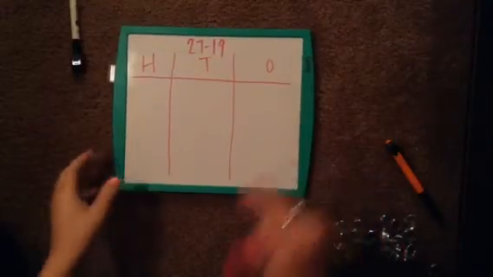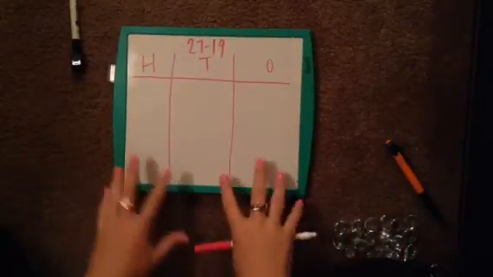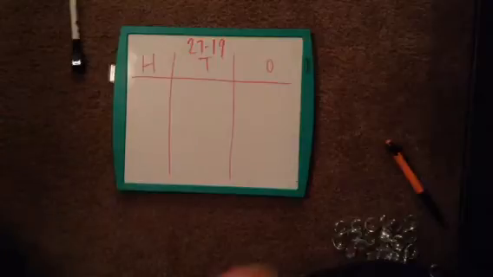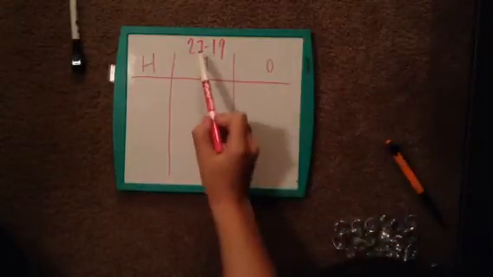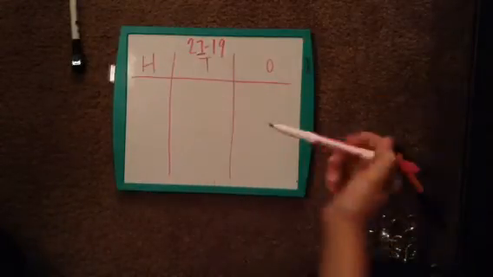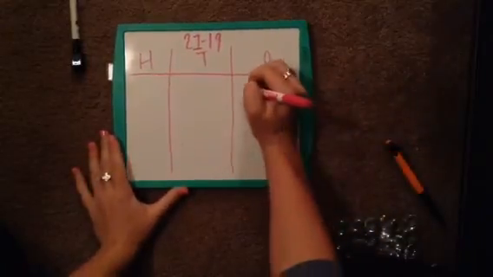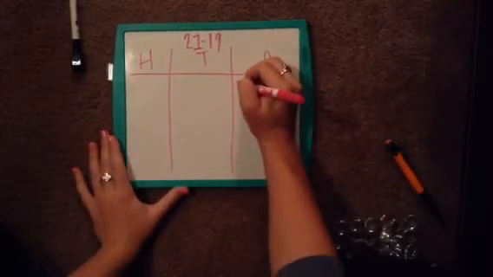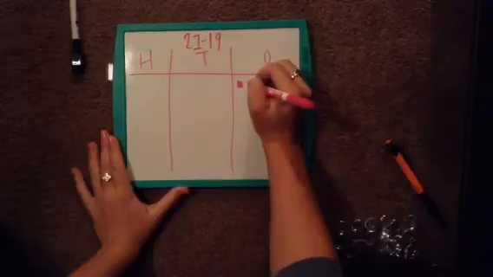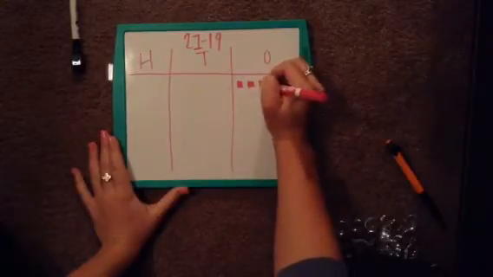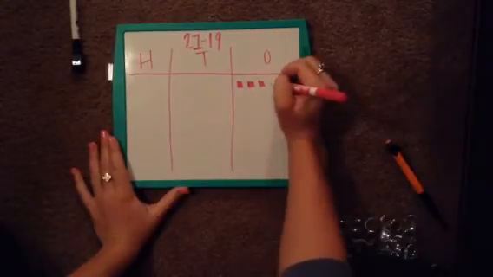And 2-digit numbers only have a ones place and a tens place. So let's see how we would put 27 into our base 10 diagram. So how many ones do we have? Yeah, we have 7 ones. So we're going to draw 7 little cubes, because remember, 1 cube equals 1 unit. We have 7 ones in 27.